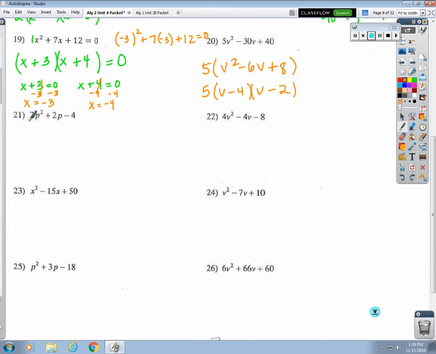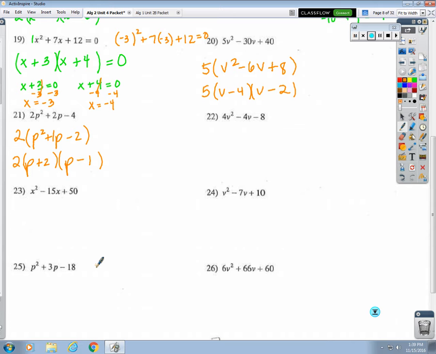Alright, and then number 21, what would you have done first? Factor out 2, and then what does that leave? Okay, so that's like a p squared plus 1p minus 2. Can that be factored further? Are there two numbers that multiply to a negative 2 and add to a positive 1? What numbers will do that? Right. 2 and negative 1 add up to positive 1, and when you multiply them, you get a negative 2.